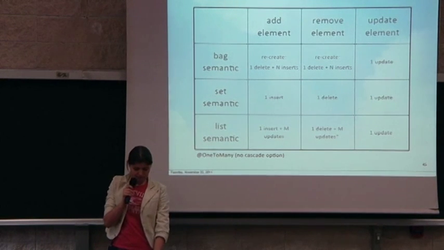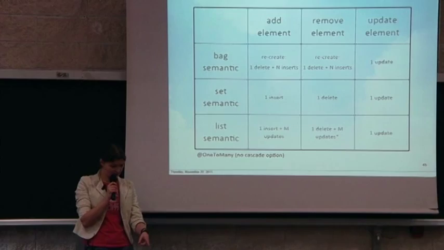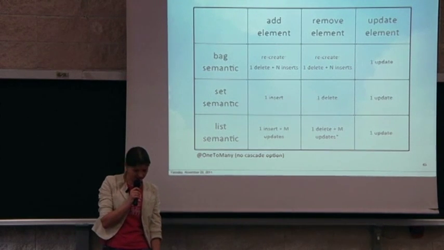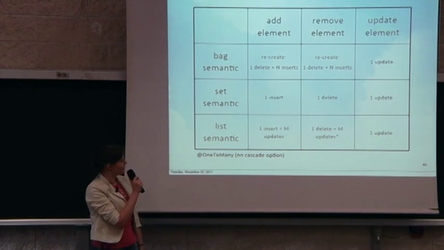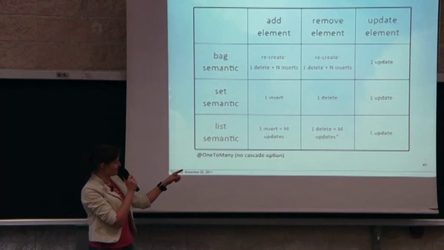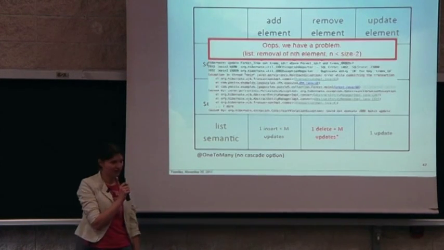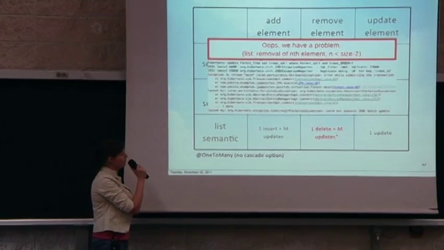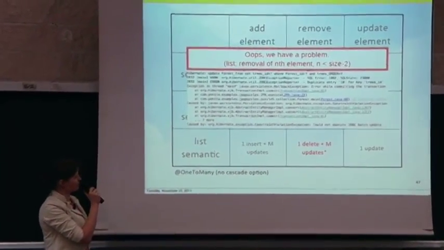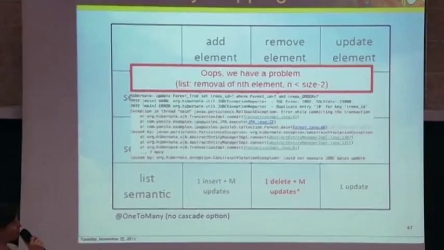So do you see that little star for list semantic and removal? Because it would work like this, if at all. With Hibernate in version 3.7.1, as far as I remember, you've got this.